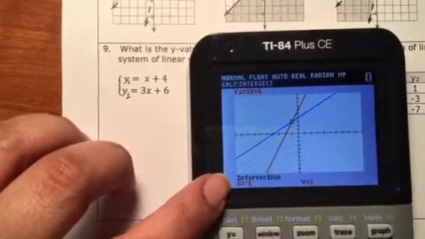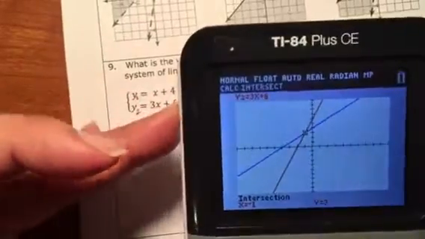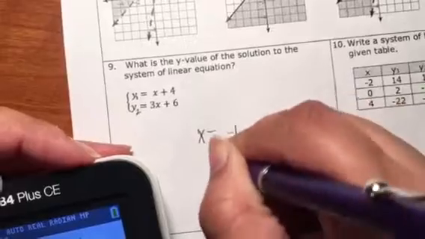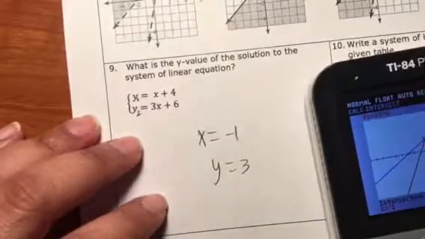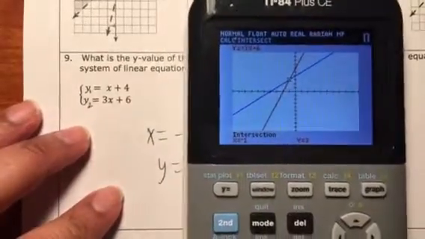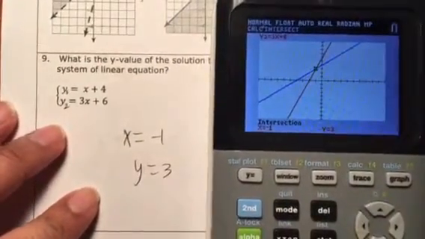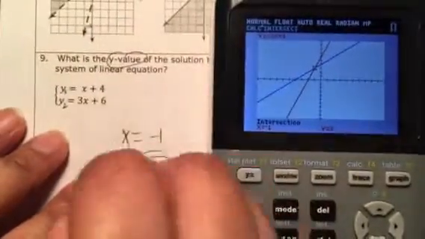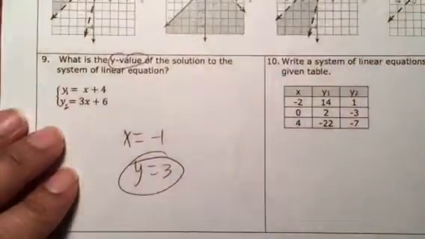And the intersection shows you that x equals -1 and y equals 3. So in this problem, it's specifically asking you for the y value. So our answer is 3 on this one.